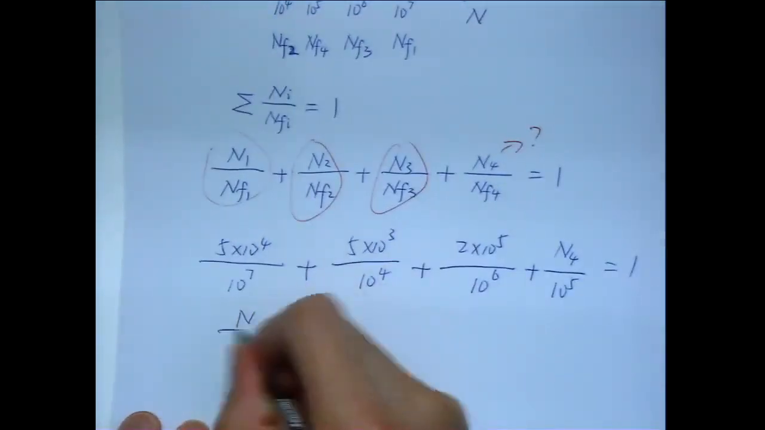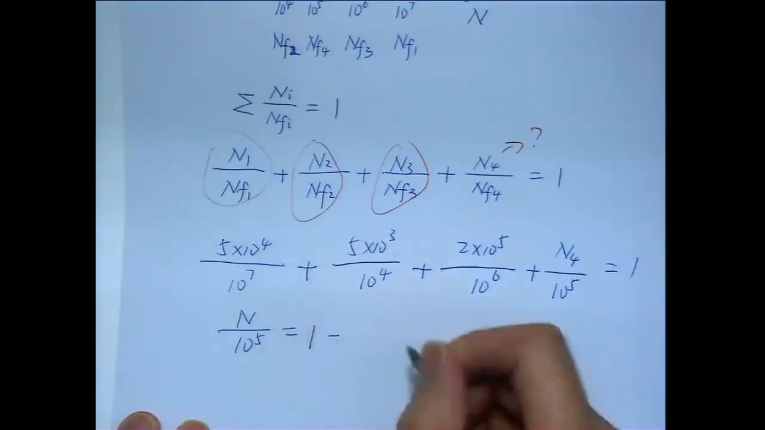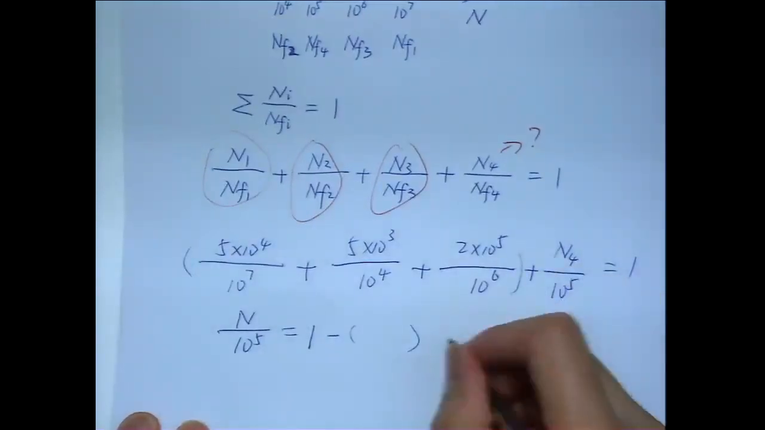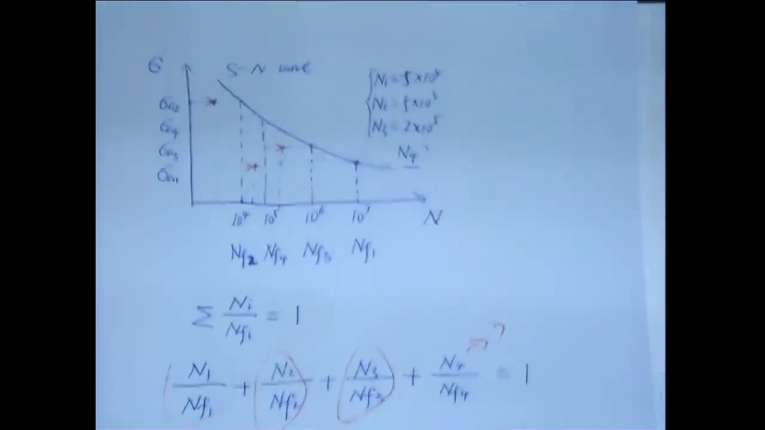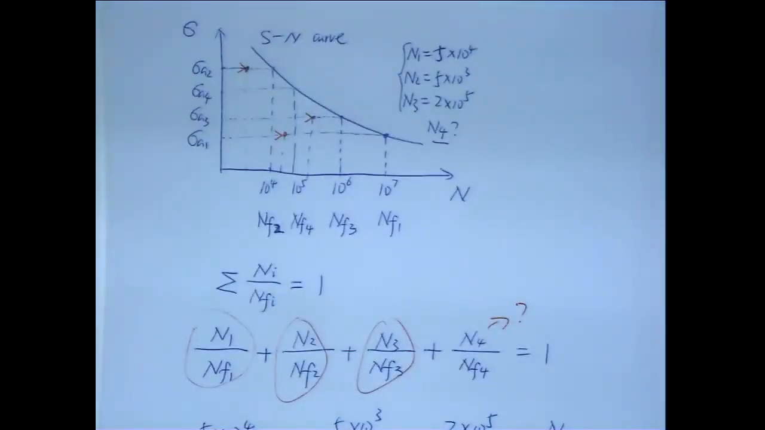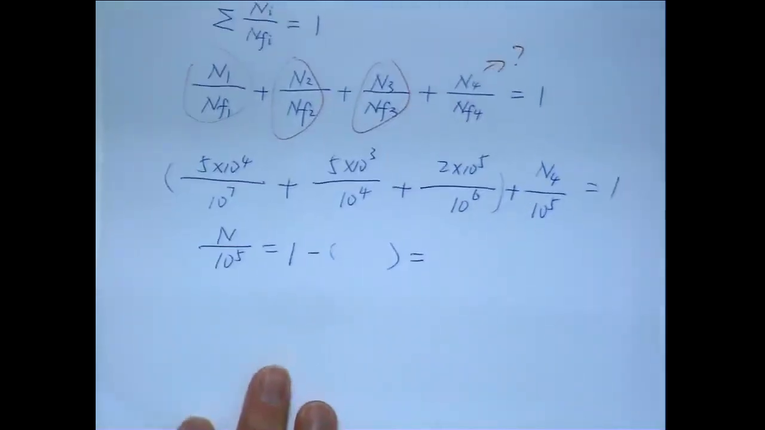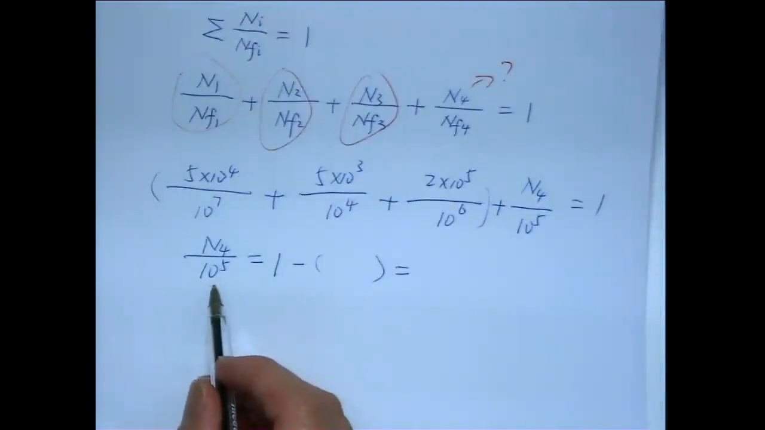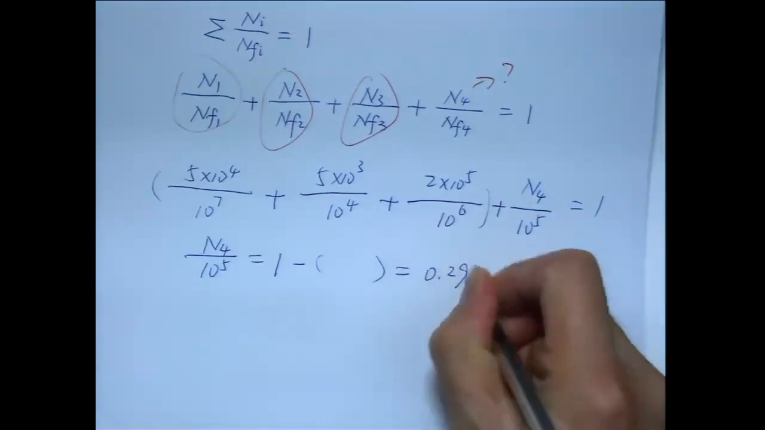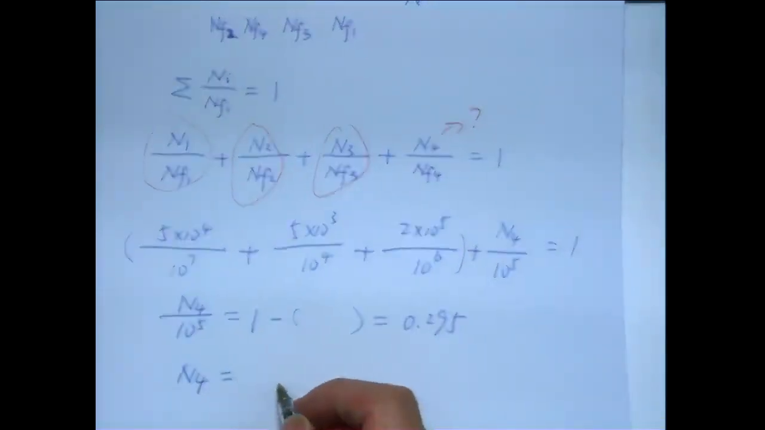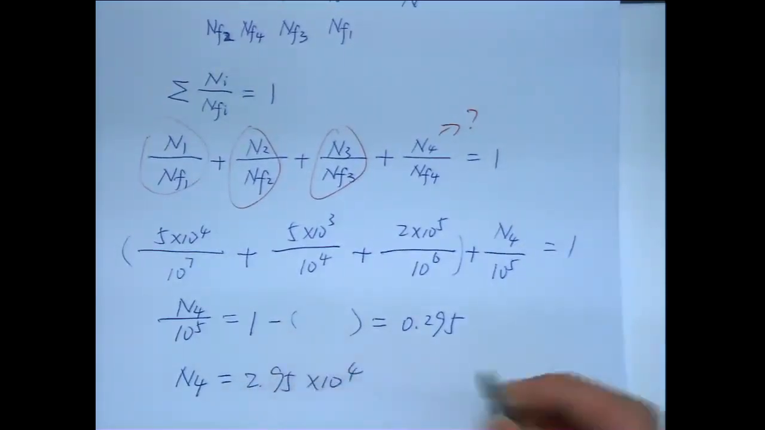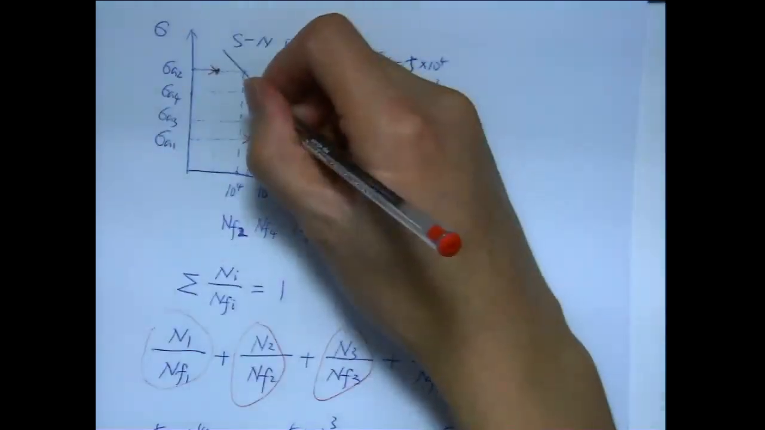So in the end, I get 1 minus all the bracket terms here, and I will give you the answer directly. If my drawing here is not clear, you can look at the slides, which are essentially the same. So N4 over NF4 will equal 0.259. And the final answer for the total number of cycles you should apply to reach failure is 2.95 times 10 to 4 cycles. So you should stop around here. That's the answer.